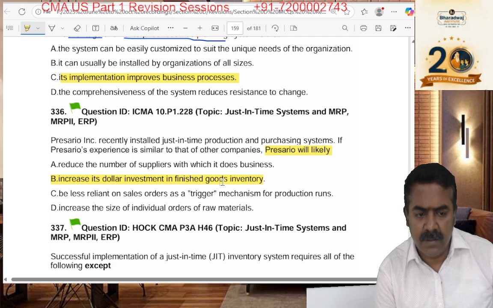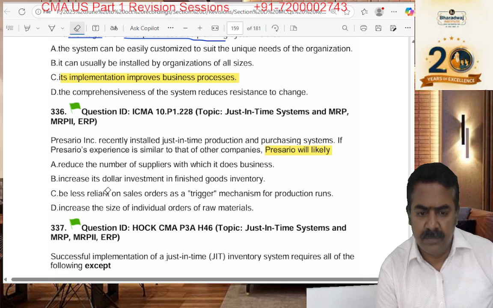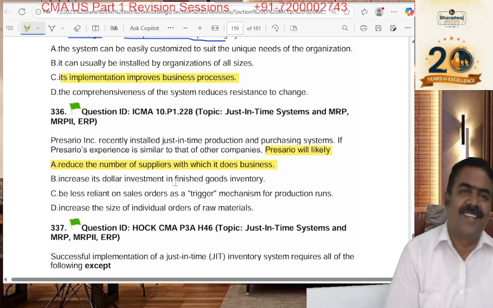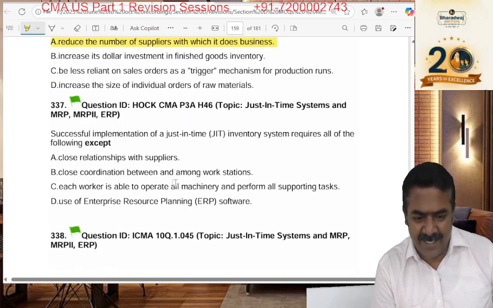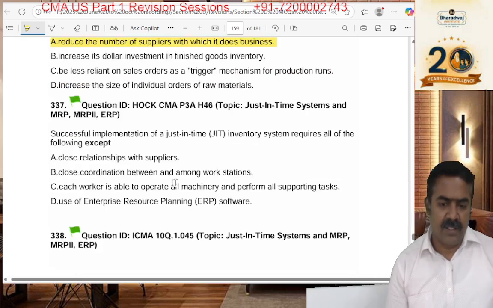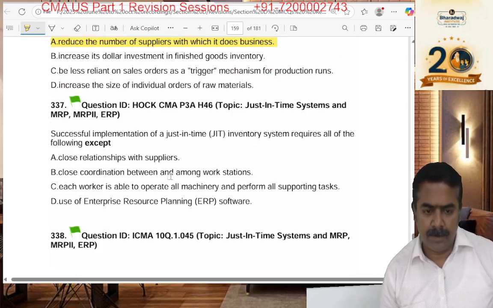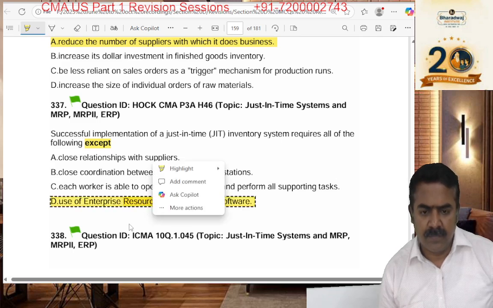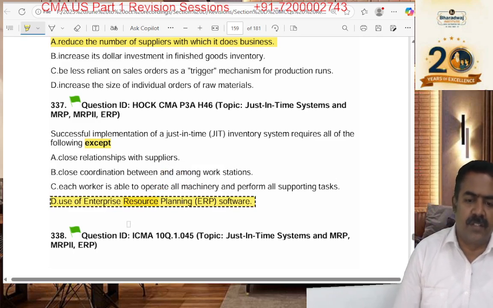Increase. Just in time of finished inventory, okay, it will not be there. Yeah, this is the most proper answer because others cannot be the answer. 337. Exception. ERP is nothing to do with software, nothing to do with JIT.